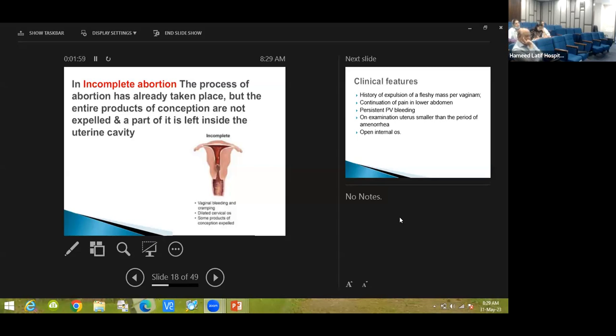The patient will give a history of expelling something out of the vagina, a fleshy mass, and the continuation of pain is still there. They're having excruciating pain, and the bleeding is still in progress.